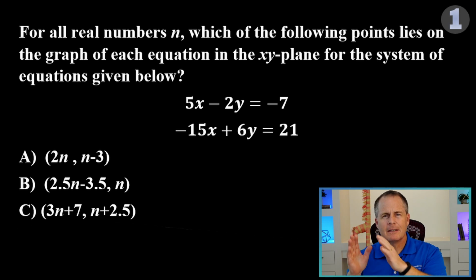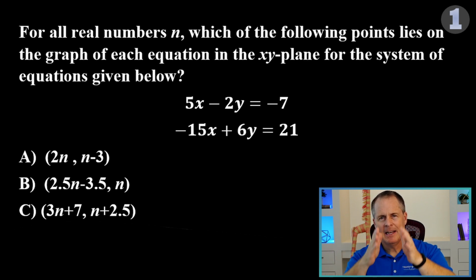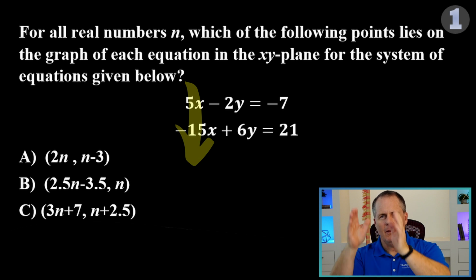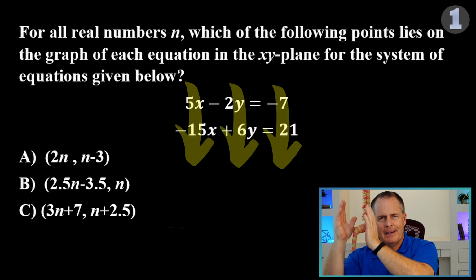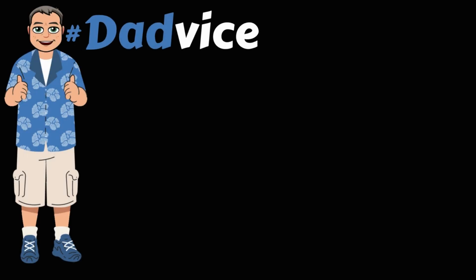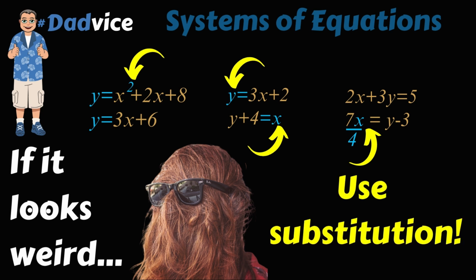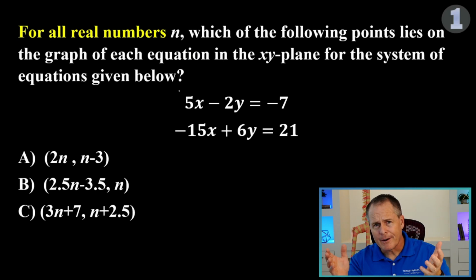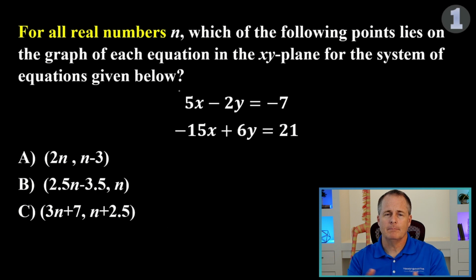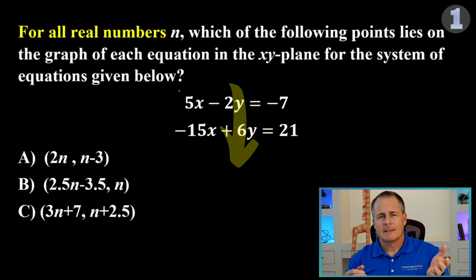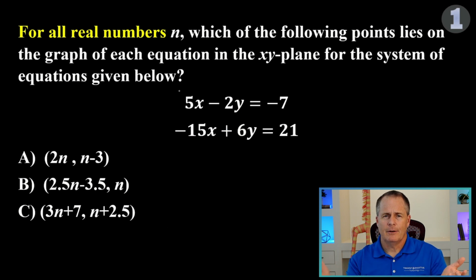Well, this is clearly an elimination problem because the two equations are stacked on top of each other nicely, and the x's are lined up, the y's are lined up, and the numbers are lined up. A wise student once told me, if it looks weird, it's a substitution problem. If it doesn't look weird, it's an elimination problem. You can pick to eliminate the x's or the y's because they're both easy to eliminate.